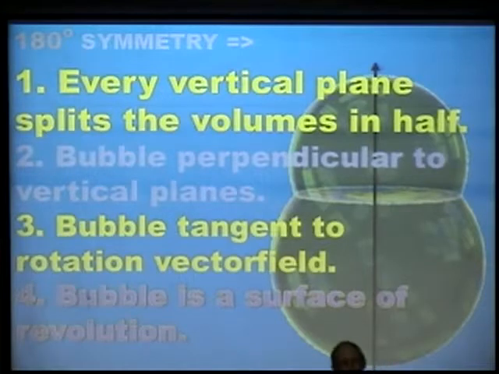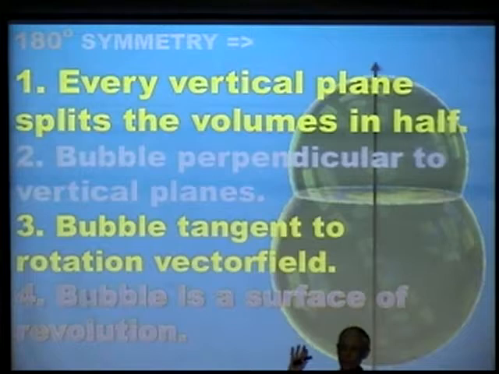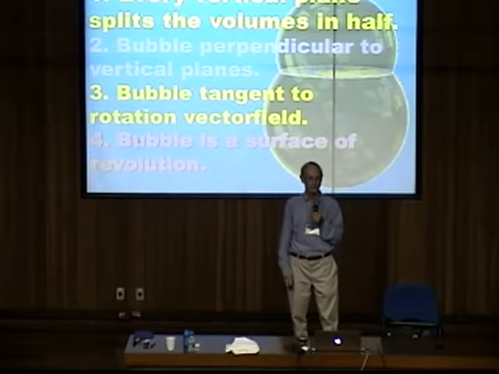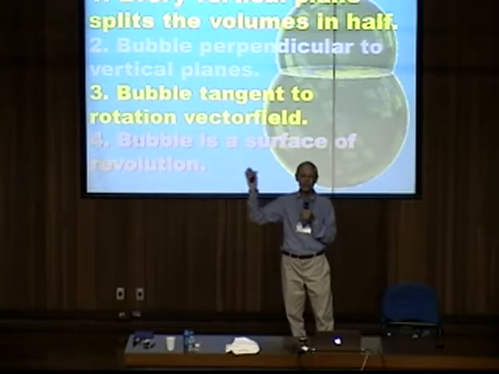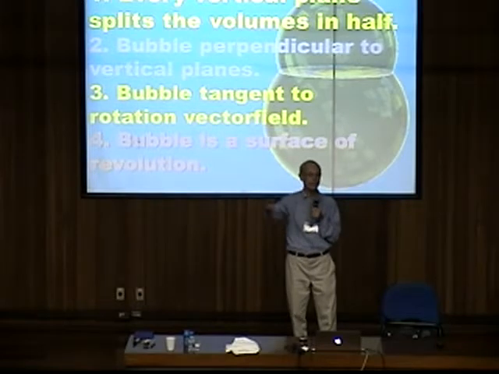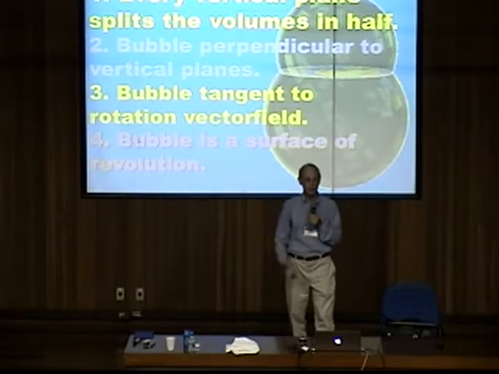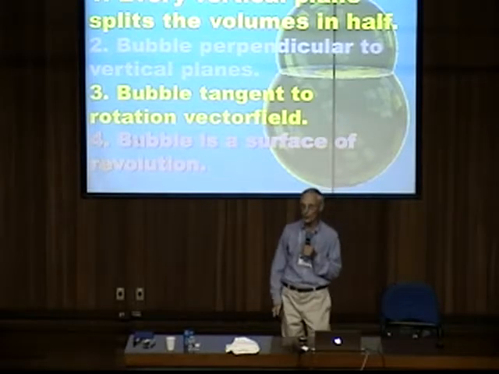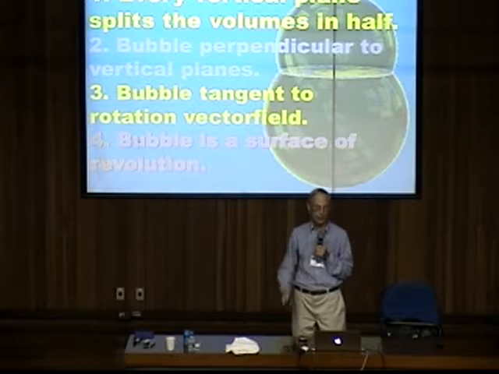And that means that the bubble has to be perpendicular to all those planes, because if it meets it at an angle, taking half and reflecting across will give you a corner, and you can always smooth a corner and reduce area. So it's perpendicular to all these vertical planes. Well, that means it's always tangent to the direction of rotation, and it must be a surface of revolution. So there's the symmetry argument that the double bubble has to be a surface of revolution.